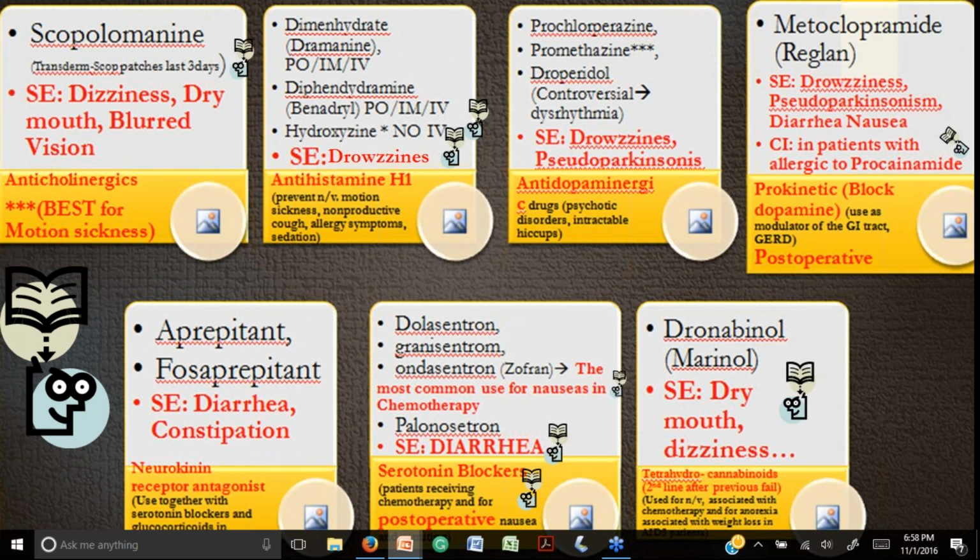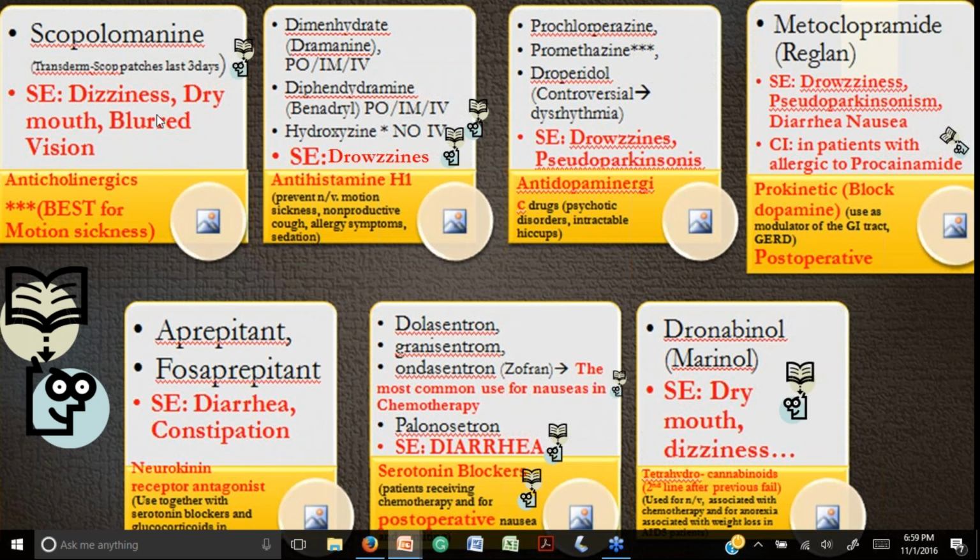Another thing you need to be aware of is procainamide. Procainamide is, for example, like lidocaine. Lidocaine is a local anesthetic, and it is also used as an antiarrhythmic. So if the patient is allergic to this, you cannot give metoclopramide.